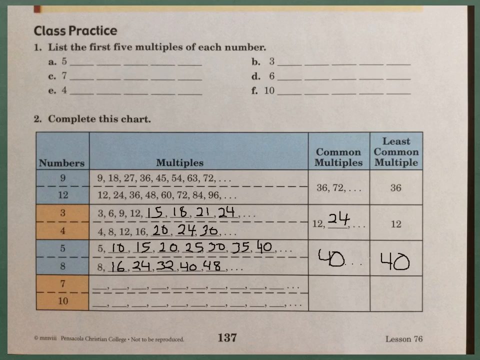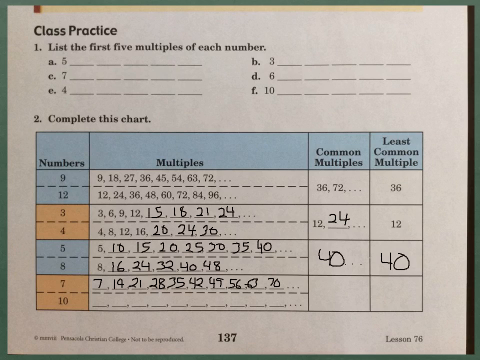Okay, let's do our multiples for 7. Start with 7, 14, 21, 28, 35, 42, 49, 56, 63, and then 70.